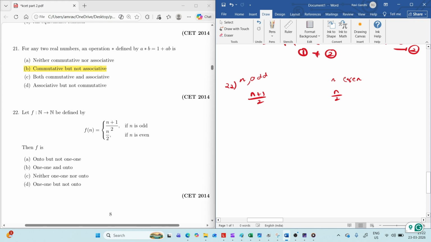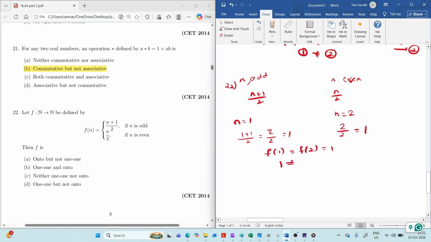So now we'll first check for 1, 1. So let me consider n is equal to 1. Since n is equal to 1 is an odd number, we'll make use of this condition. So we'll get 1 plus 1 by 2, which is equal to 2 by 2, which is equal to 1. Here, since we'll take n as an even number, which is 2, I'll get 2 by 2, which is equal to 1. So now if you look at these two, you're getting f of 1 is equal to f of 2 is equal to 1. So both of them, you're getting the answer as 1.